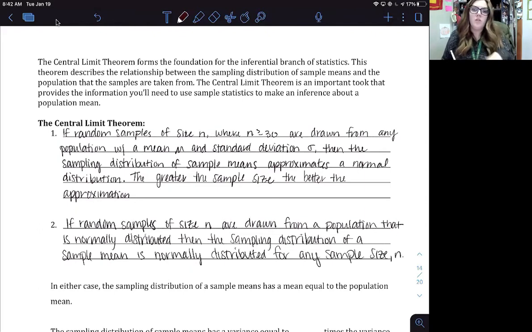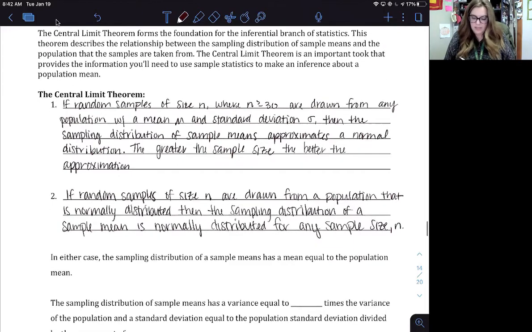Okay, so for the second one, it's saying that if the population is normal, then any sample pulled from that population is normal, no matter if the size is 12 or the size is 42. The first one is saying that as long as you have a sample that's greater than 30, we can assume that it's going to be approximately normal. So two different ideas within that.